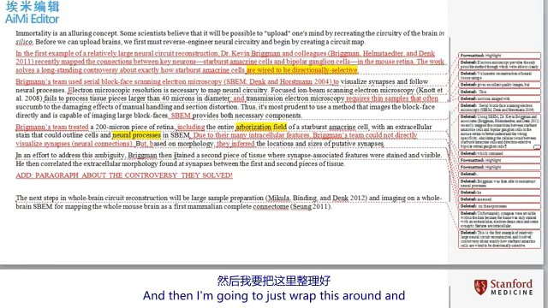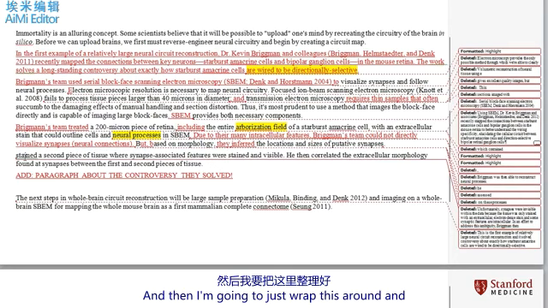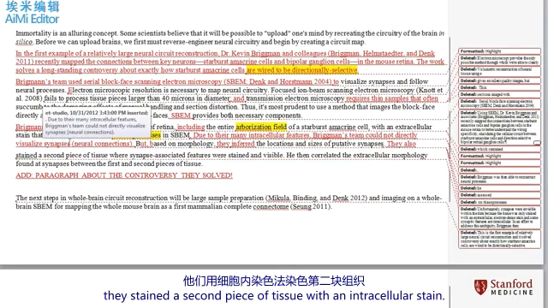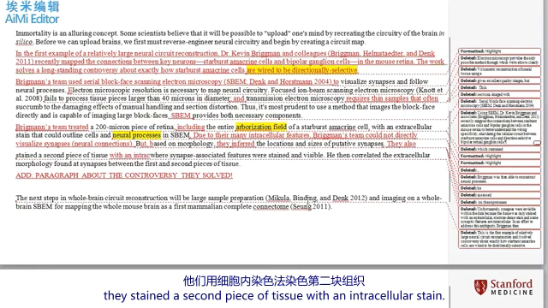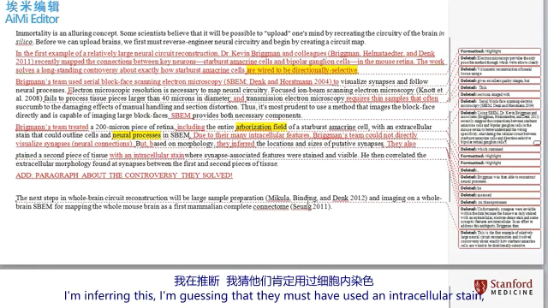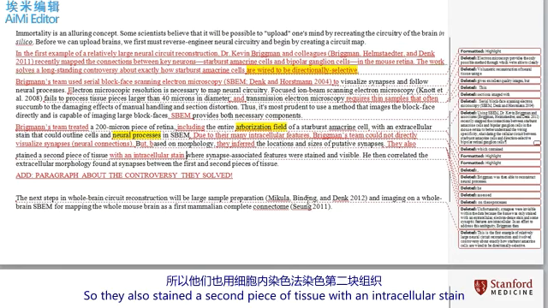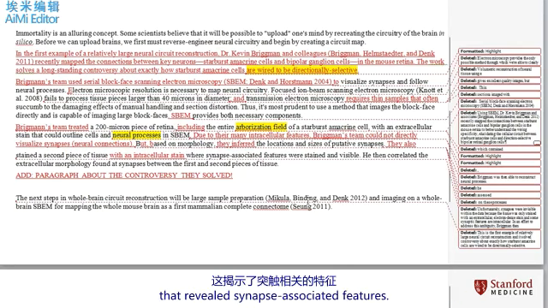And then I'm going to just wrap this around and again include it in this paragraph here. They also stained a second piece of tissue with, and I'm going to add, they stained a second piece of tissue with an intracellular stain. I'm inferring this. I'm guessing that they must have used an intracellular stain because they were able to stain those intracellular features. So they also stained a second piece of tissue with an intracellular stain that revealed synapse-associated features.